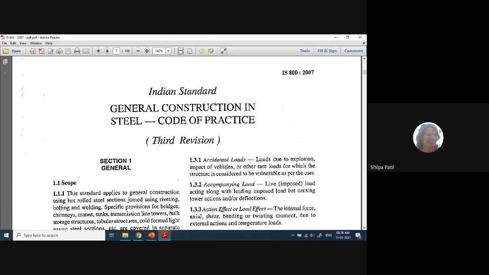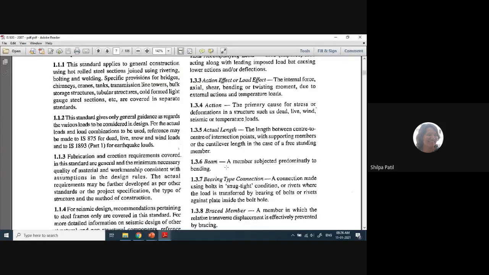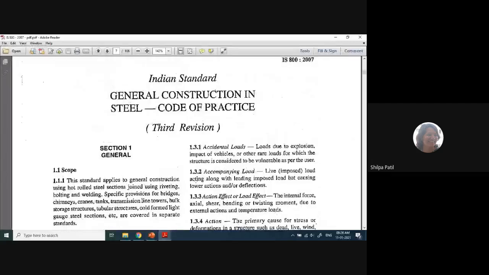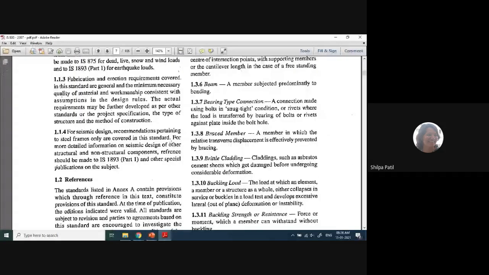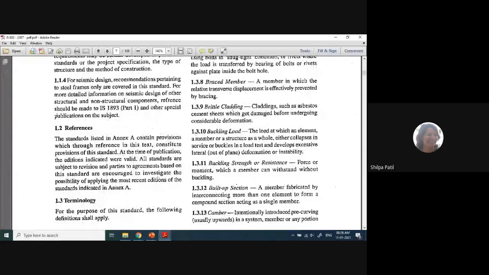Now let us come to the first part. This gives us the general information, and it actually gives the definitions of various concepts, terminologies. For example, a built-up section: a member fabricated by interconnecting more than one element to form a compound section acting as a single member. This gives you the definition of a specific concept or specific word which is being used in the design.